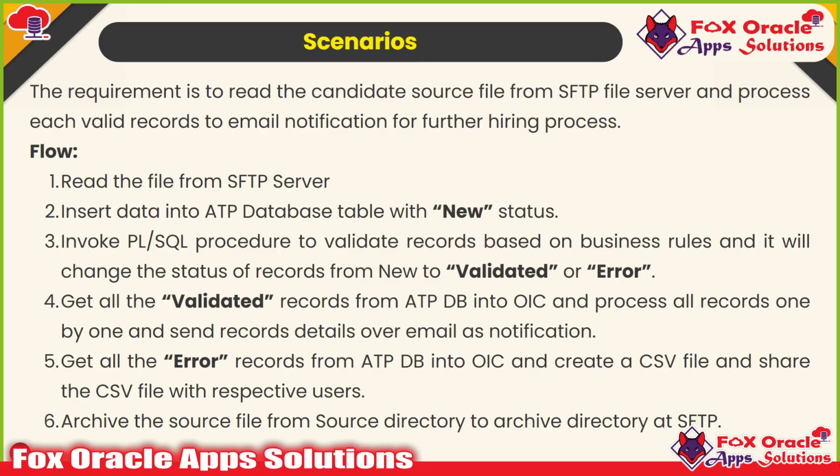For the error records, which we consider invalid records, we will create one CSV file in OIC. That CSV file will contain all the invalid or errored-out records, and then we will send it over email to the respective team members or user. So that we are going to cover. And lastly, once we consume the file in OIC, we have to archive the file to the archive directory. So that is our requirement, and we have to achieve that requirement in our integration.